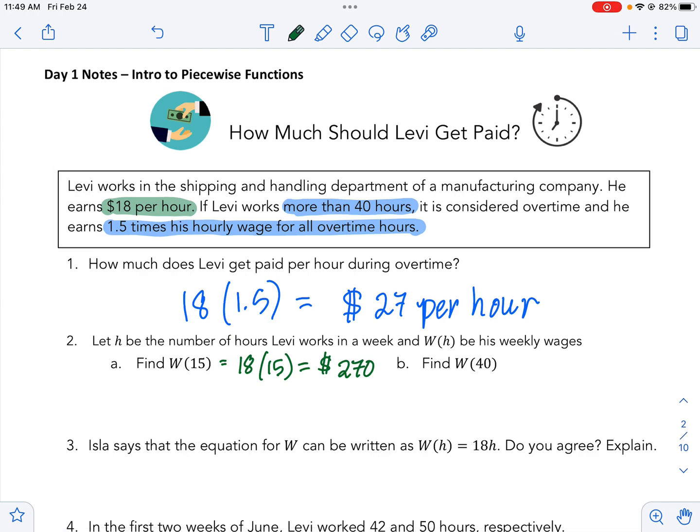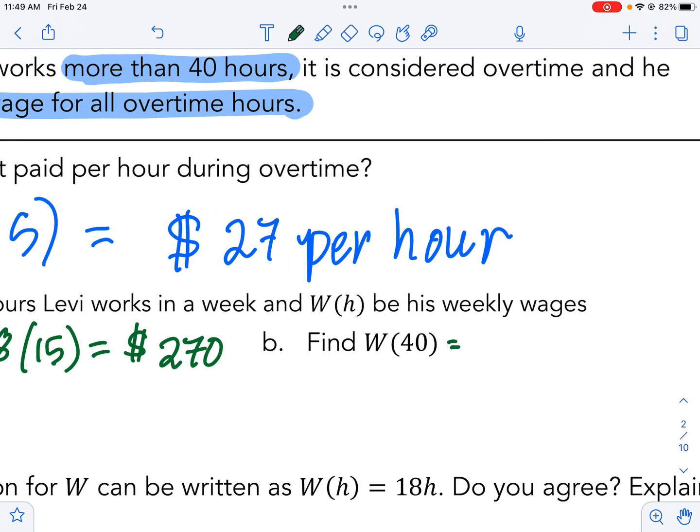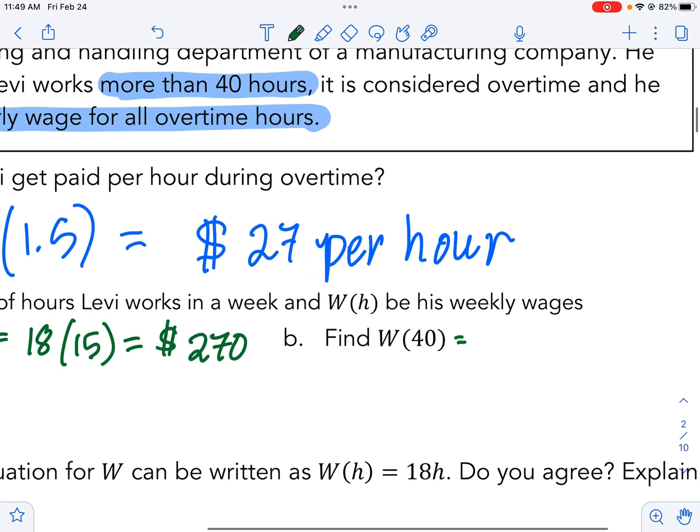If he works 40 hours, it's considered overtime only for hours beyond 40. Well, if it's over 40, it's overtime, so 40 hours is still considered regular wage. So we'll do $18 an hour times 40. He'll make $720.